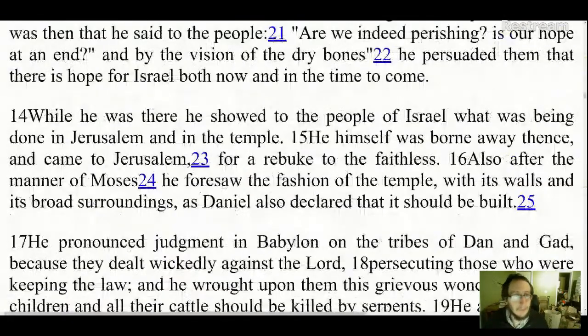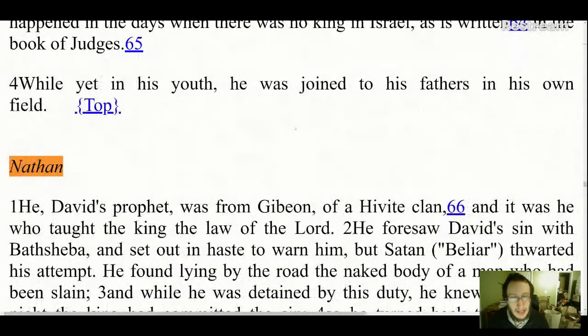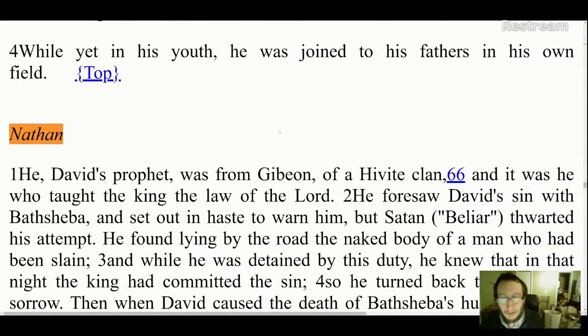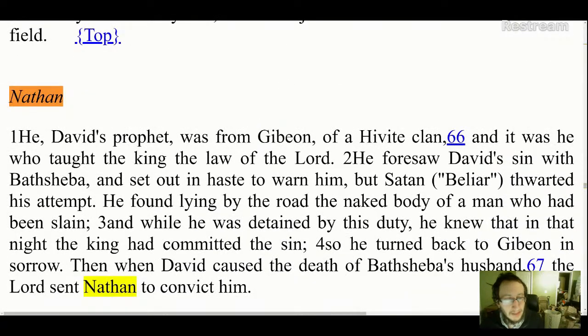One is from the Lives of the Prophets. It gives us extra information that I believe is from the book of Nathan the prophet. So let's zoom in. Okay, Nathan. He was David's prophet. He was from Gibeon of a Hivite clan, and it was he who taught the king of the law of the Lord. He foresaw David's sin with Bathsheba and set out in haste to warn him.